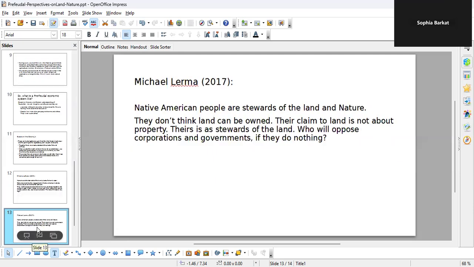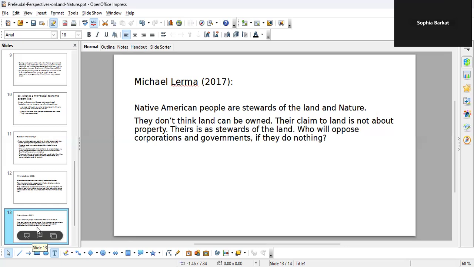So we did not study Michael Lerma's work. He's another scholar, and he's Native American as well, a political scientist. And he's talking about how Native Americans think about land. And he says, firstly, they never think land can be owned. This is not in their culture to think of land as ownership. Land as ownership is a very non-Native American perspective. So their claim to land is not about property.